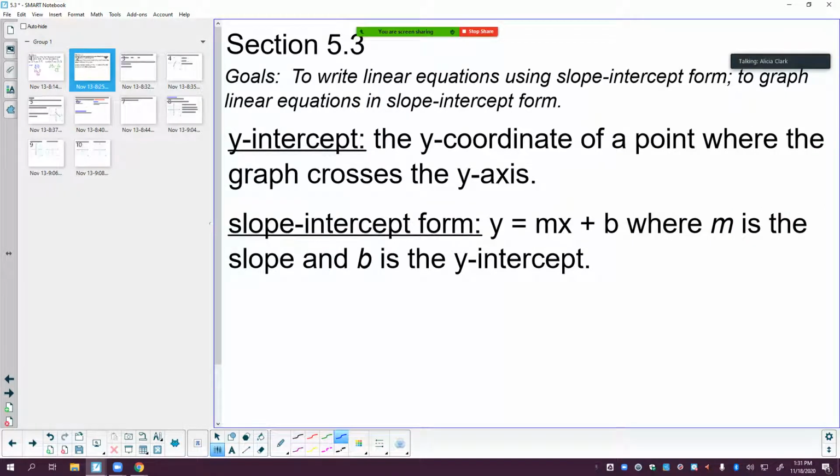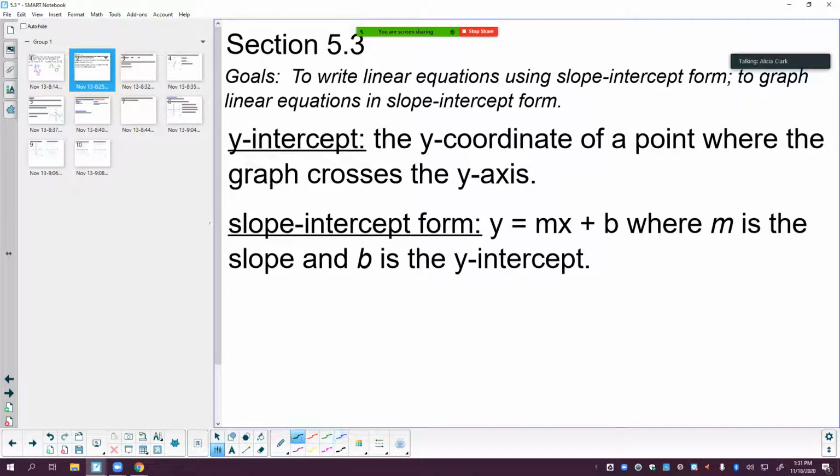So today we're going to be expanding on our slope, and we're going to be writing entire linear equations using slope-intercept form. So we talked a little bit about slope yesterday, and today we're going to talk about the y-intercept. This is the y-coordinate of a point where it crosses the y-axis.